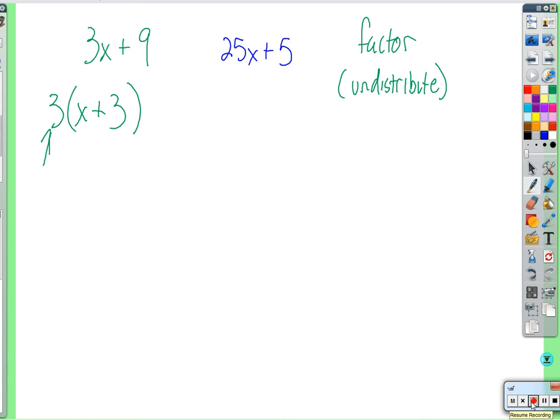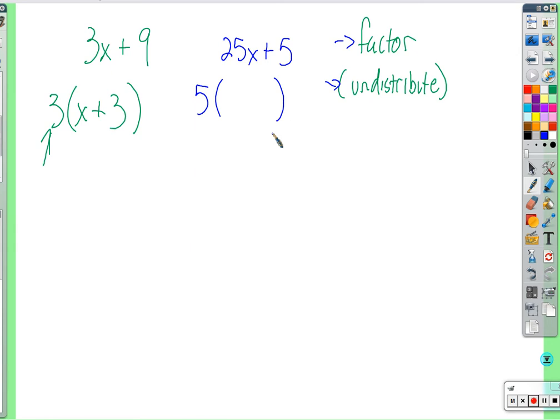Now, however you want to think about it, try to figure out the number that can be factored out. What number can divide both of these? What goes into both of these? All these different ways of thinking are the same thing. What is the biggest number that divides both of these numbers? 5. Right. Not 25. So if 5 is the biggest number that can divide both, that is what we are going to factor out. We're going to undistribute the 5.